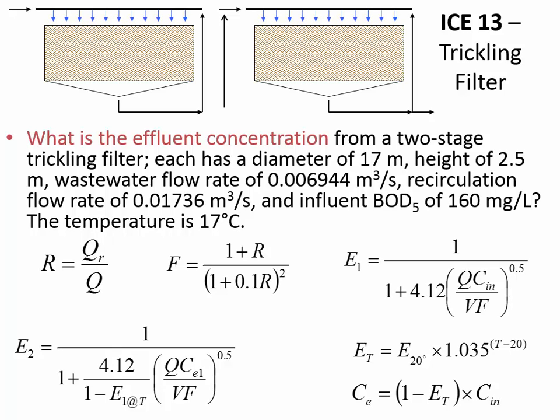And you'll notice that C sub E1 is in the formula for calculating the efficiency of the second stage. So this C sub E1 means the effluent from the first stage. And so you have to correct for temperature basically 2 times, since it's a 2-stage reactor.